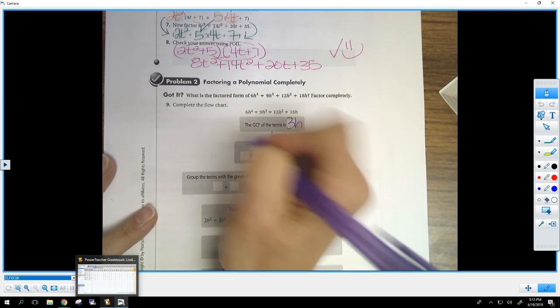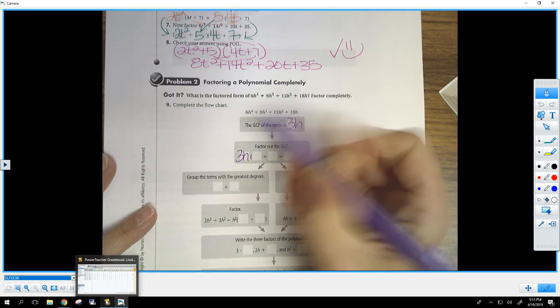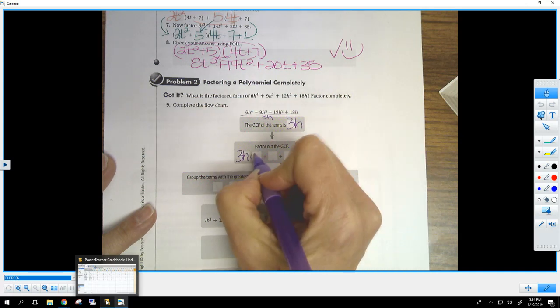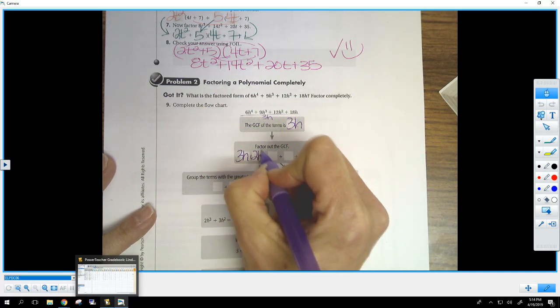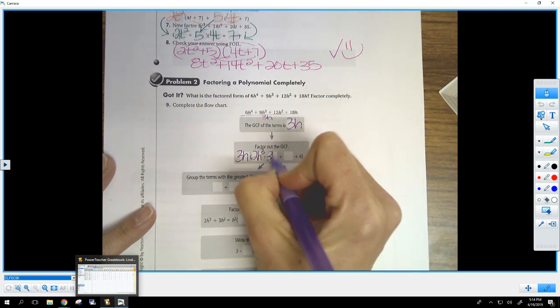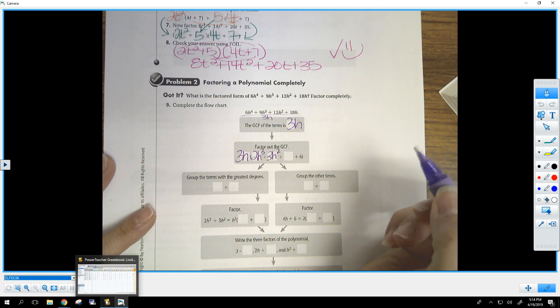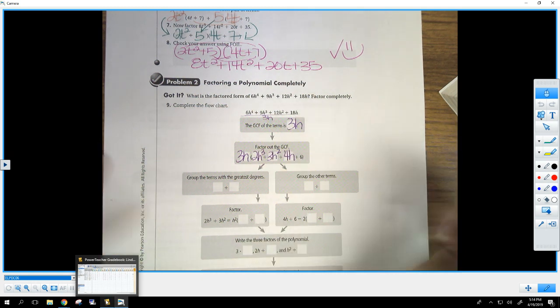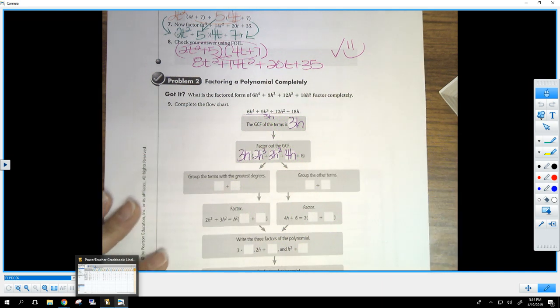So 3h goes on the outside. What do I have left? Basically, I'm dividing this whole thing by 3h. So that's 2h to the 3rd, 3h squared, 4h, and we know that that's 6, and I already took out the h, right?